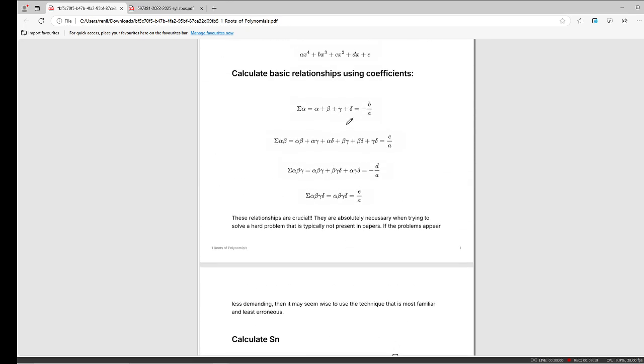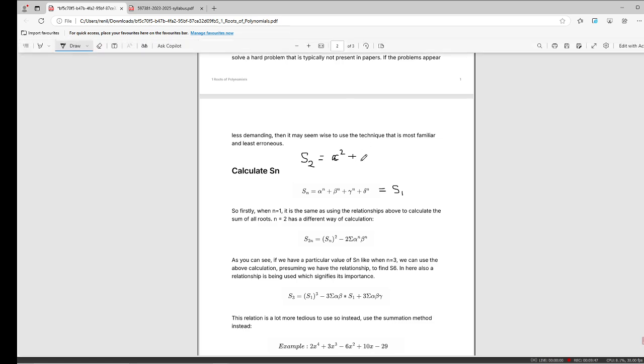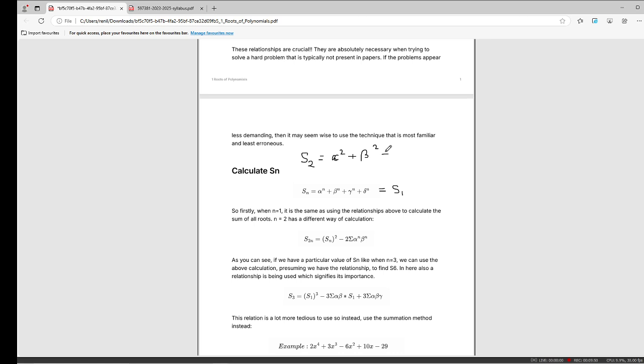What you also know is that alpha plus beta plus gamma plus delta equals negative b by a. So negative b by a is equal to S1. It's not really important to know this S1 convention to solve negative b by a, but it's valuable advice. These are just things that you need to know. Now S2, what is S2? If I'm going to draw S2 right here, it's going to be alpha squared plus beta squared plus gamma squared plus delta squared, and that's going to be our S2.